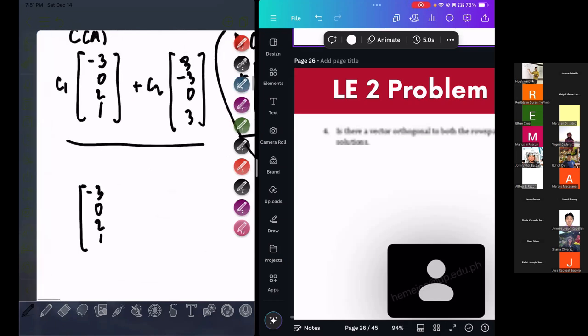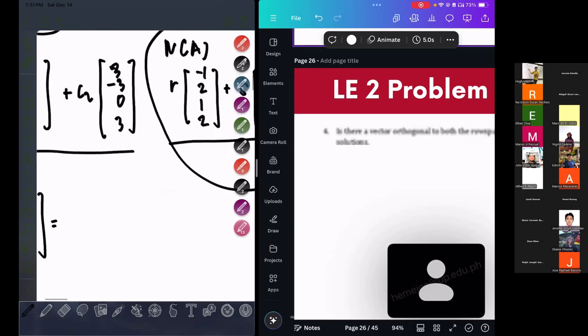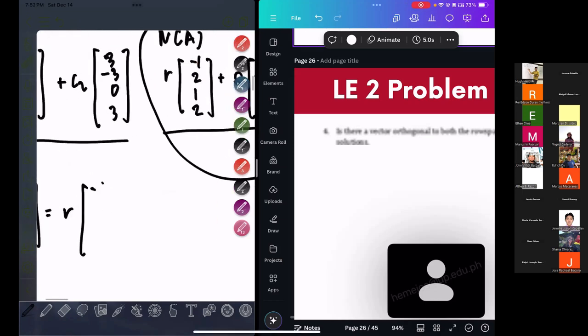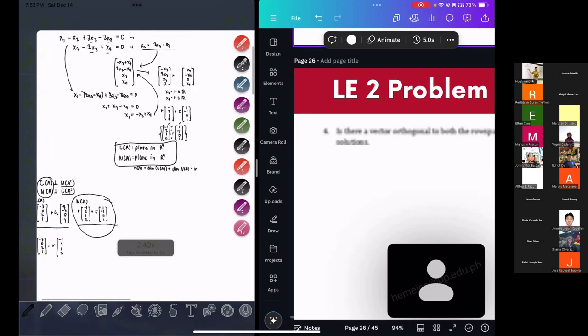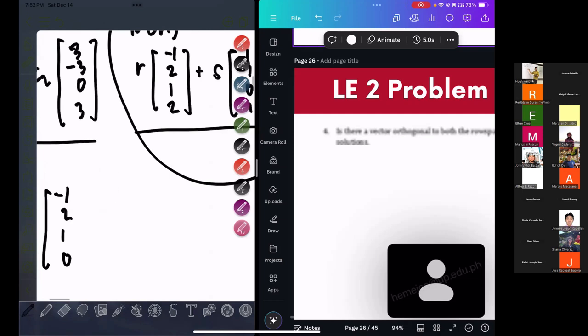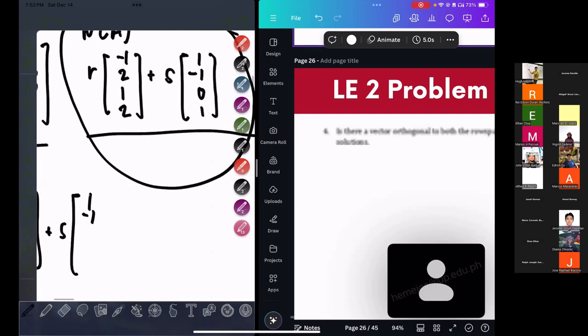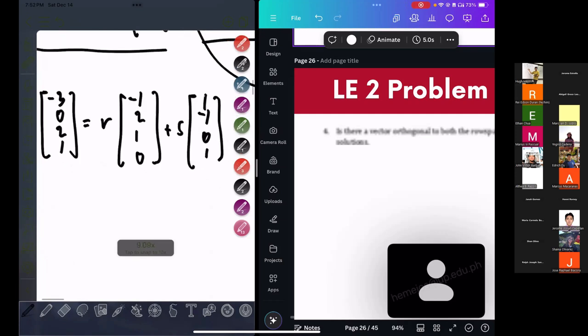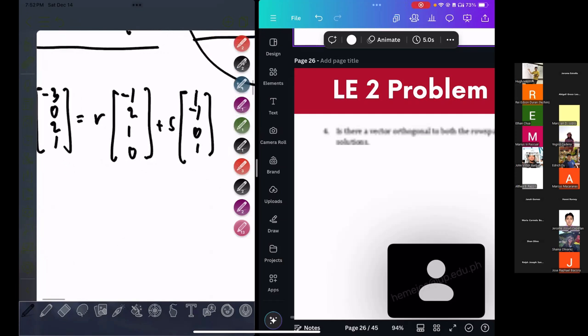So r times (-3, 0, 2, 1) equals r times (-1, 2, 1, 0). Wait, bakit siya? Sorry, naduling ako. Yeah, negative plus s times (1, -1, 0, 1). Okay, so now what we'll do is look for a specific combination.